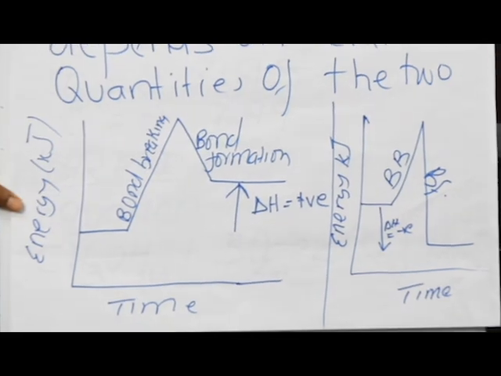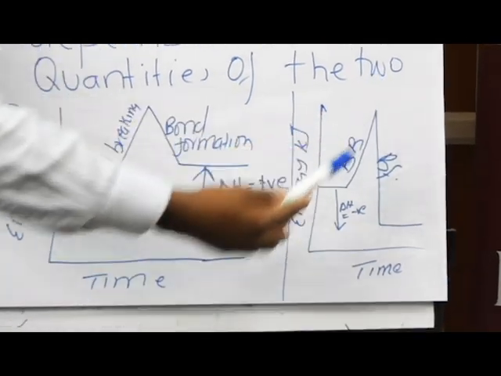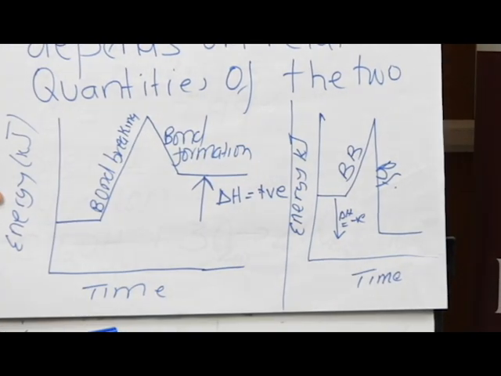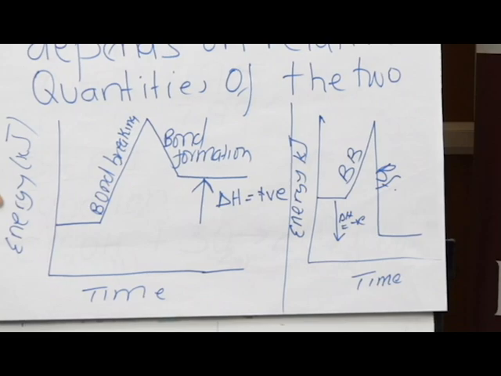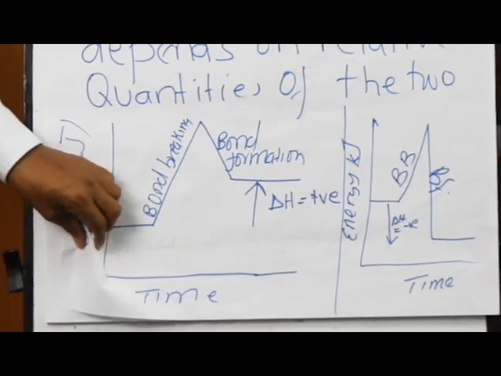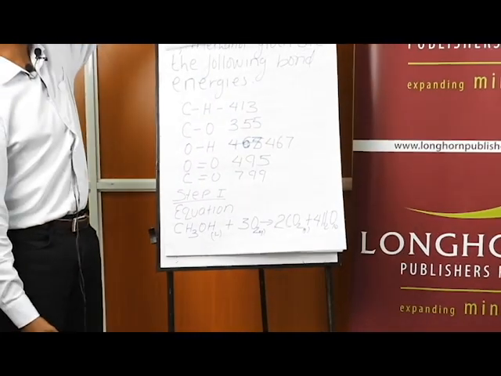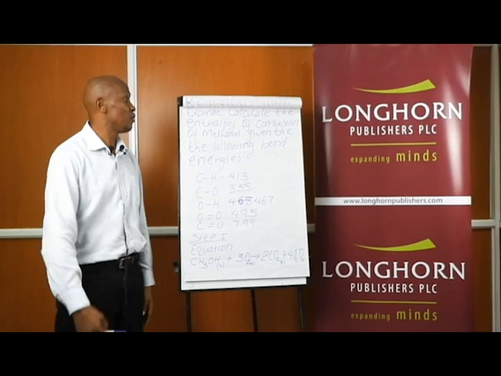When you look at the other, it's a reverse of this one. You are getting so much; you're using less energy than you are producing. So it becomes an exothermic reaction. It becomes an exothermic process. Now, having said that, let's deal with an example.